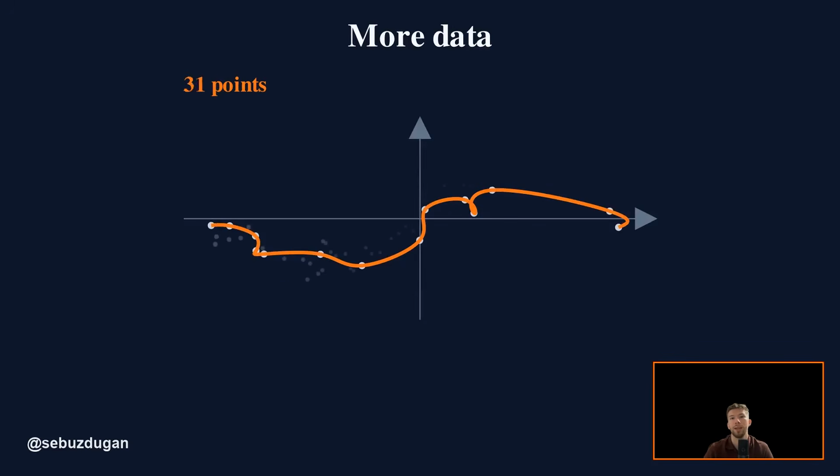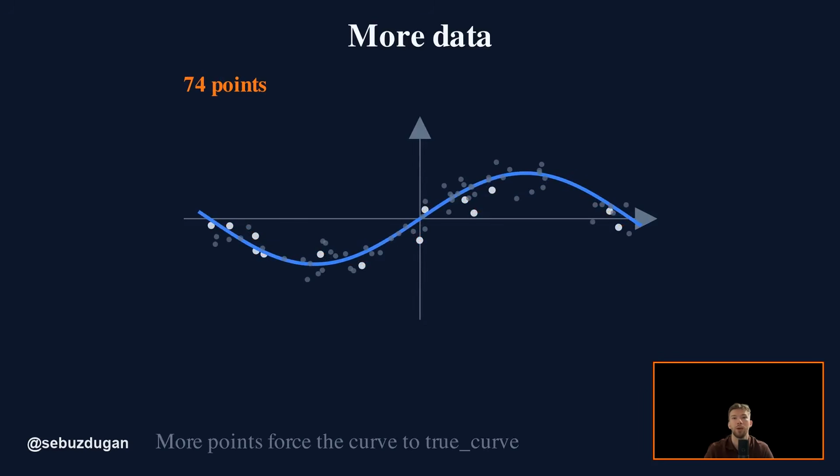First, give the model more data. When many more points are put in, the wiggly curve has to smooth out. It can no longer memorize each one.